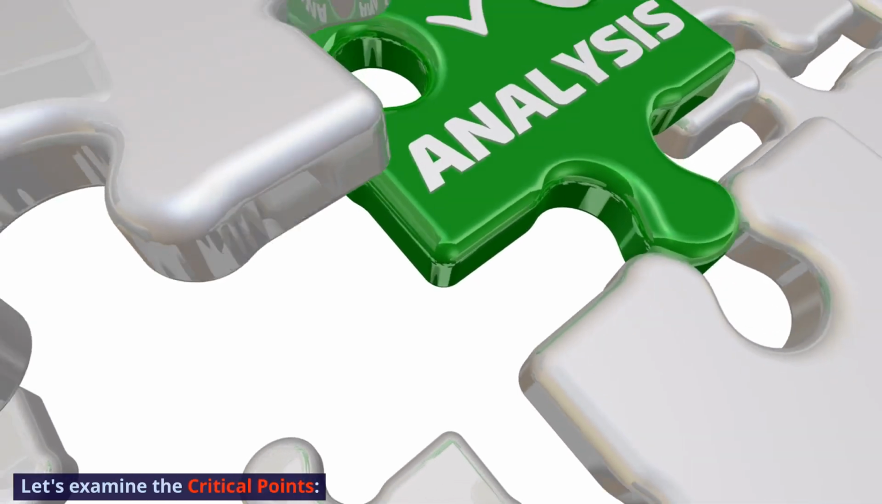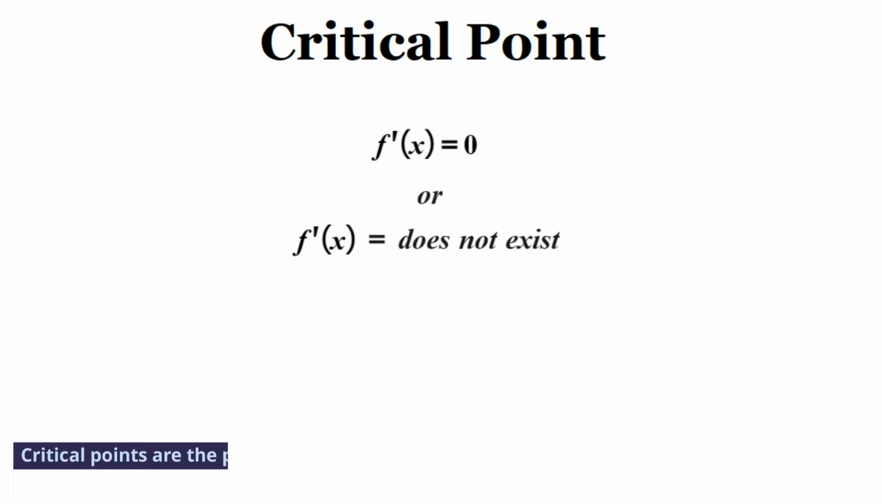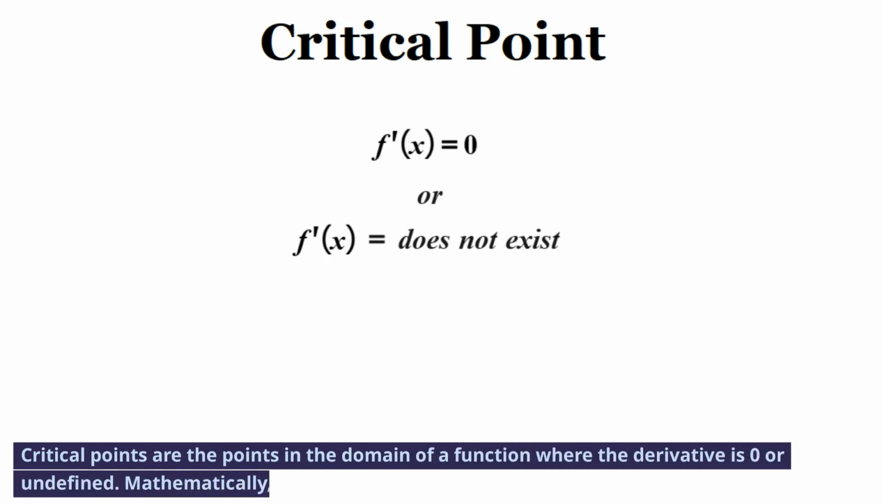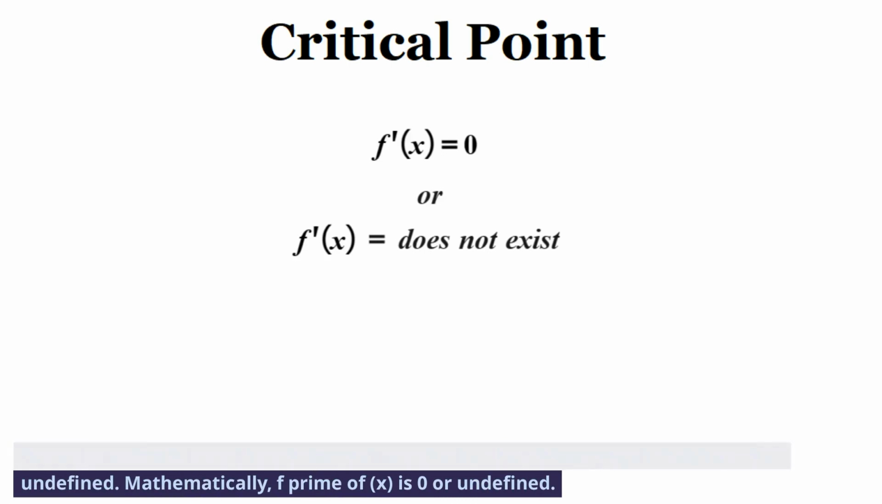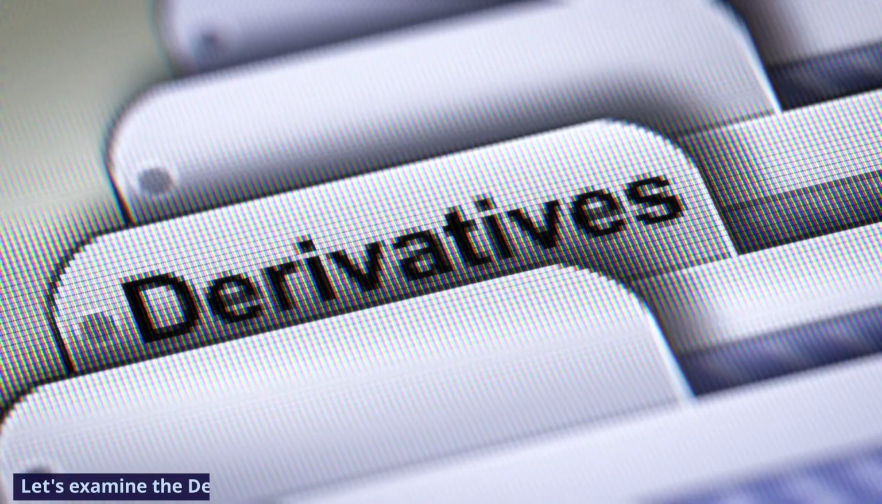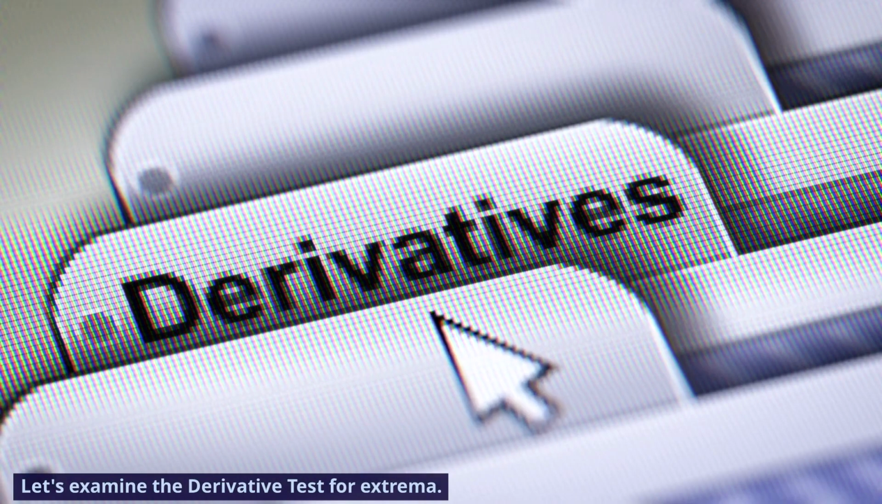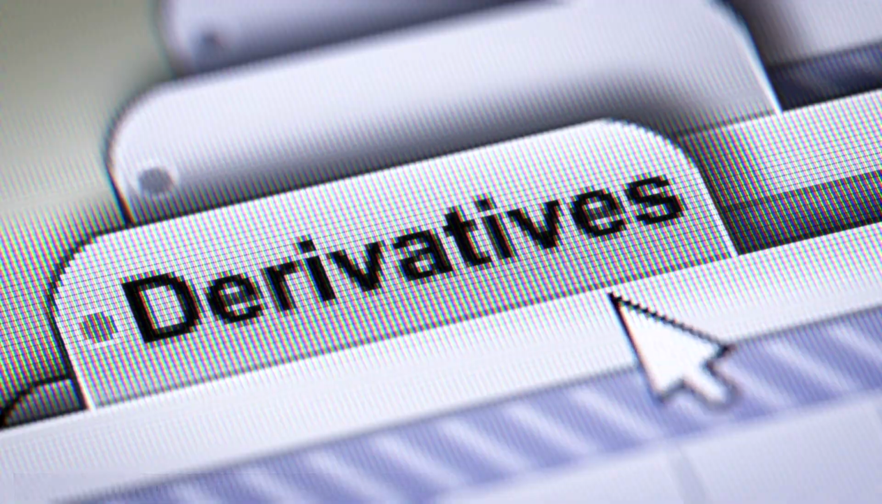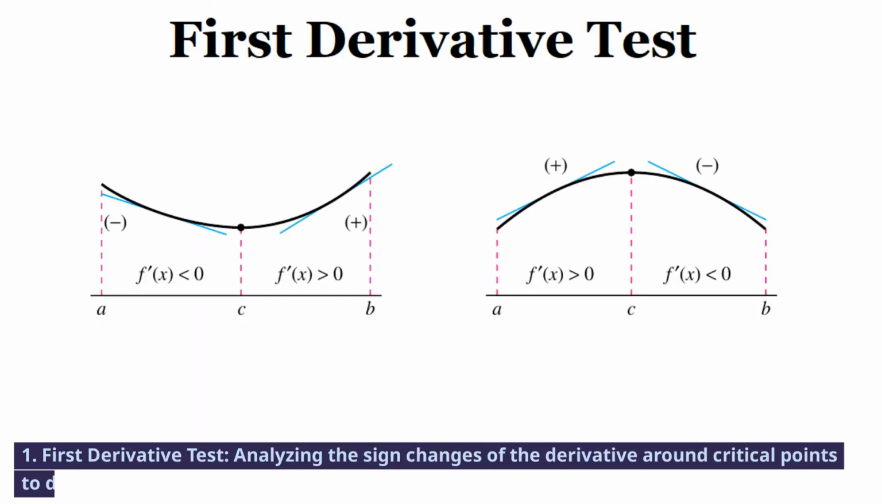Let's examine the critical points. Critical points are the points in the domain of a function where the derivative is 0 or undefined. Mathematically, f prime of x is 0 or undefined. Let's examine the derivative test for extrema. 1. First derivative test. Analyzing the sign changes of the derivative around critical points to determine local maxima or minima.